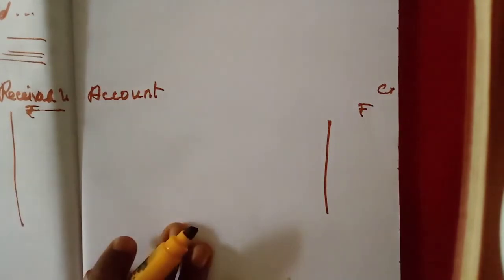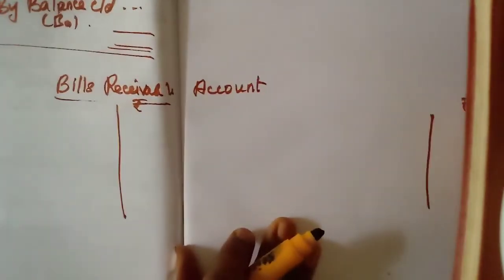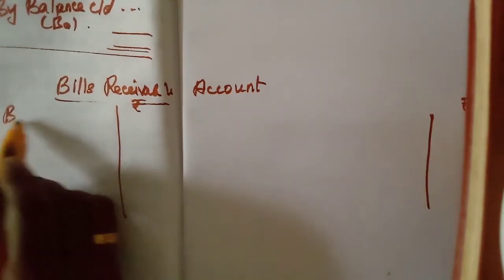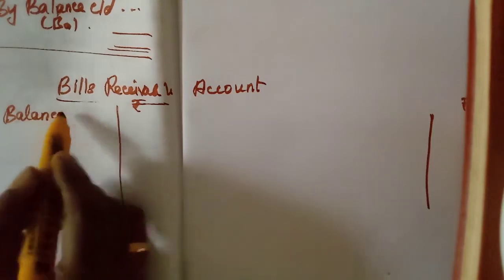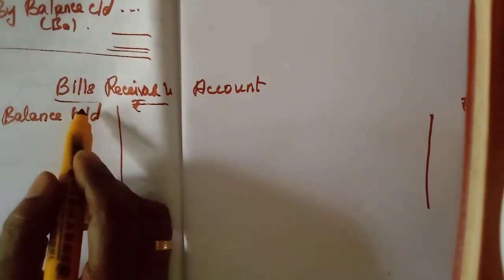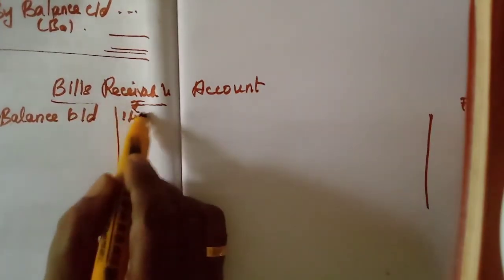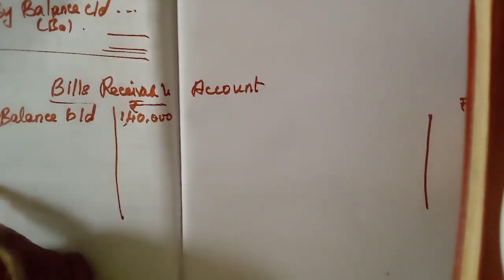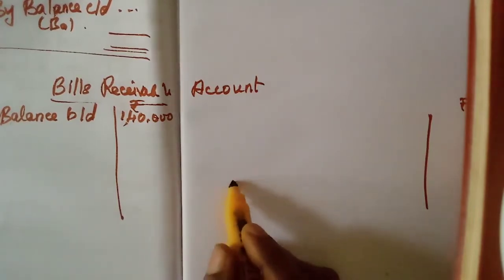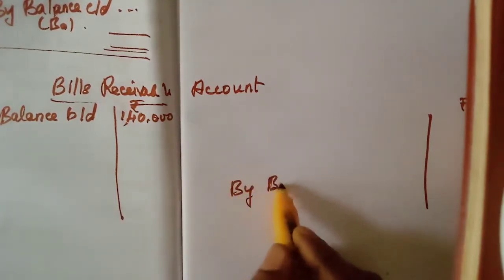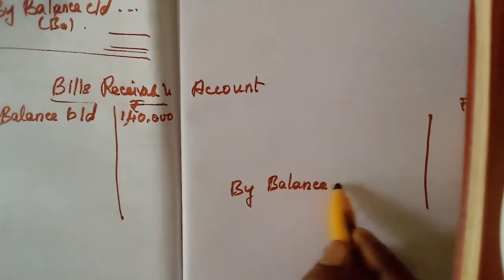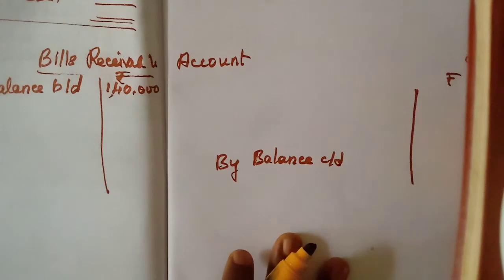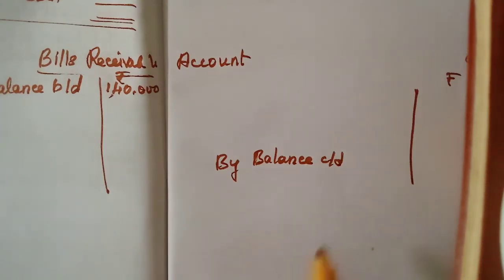First one, bills receivable at the beginning. So we should write to balance brought down, $1,40,000. Then bills receivable at the end of the year. So we can write here by balance carry down. Otherwise, if we leave, then afterwards we may forget. Bills receivable at the end of the year 2 lakh.